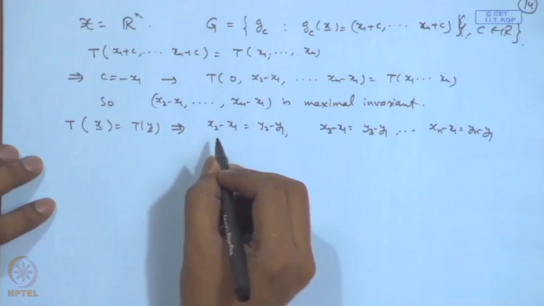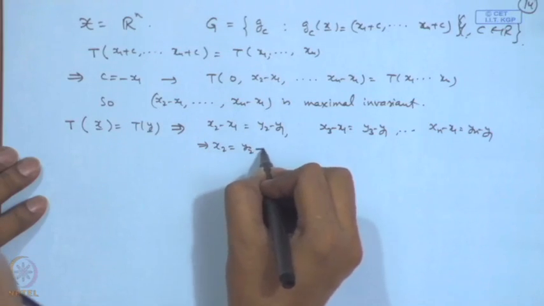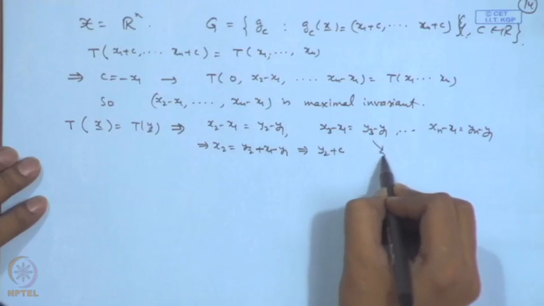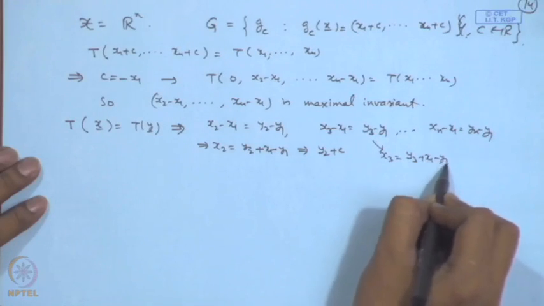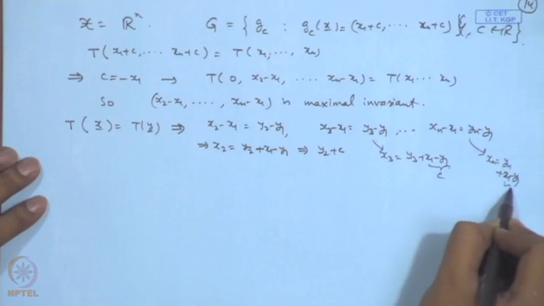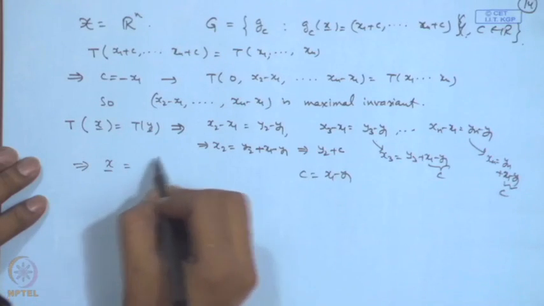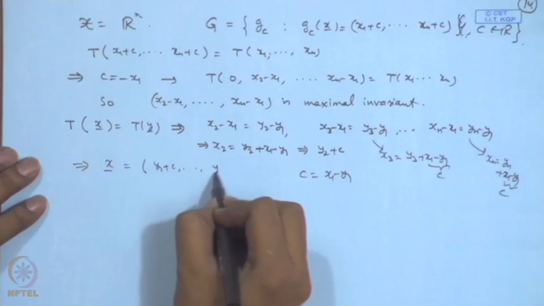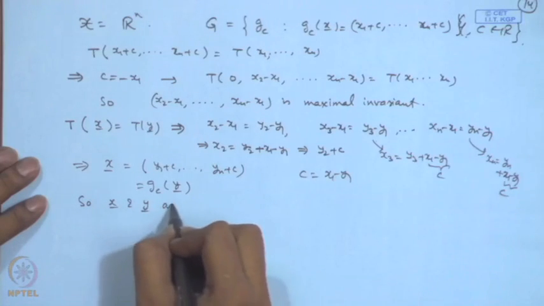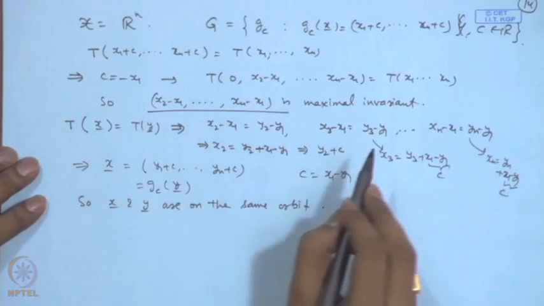So, each of these I can write as, x 2 is equal to y 2 plus x 1 minus y 1, that I can write as y 2 plus c. Similarly, here x 3 is equal to y 3 plus x 1 minus y 1. Similarly, x n is equal to y n plus x 1 minus y 1. So, this I can write as c, x 1 minus y 1. So, x is equal to y 1 plus c and so on, y n plus c, that is equal to g c of y. So, x and y are on the same orbit. So, this is maximal invariant.